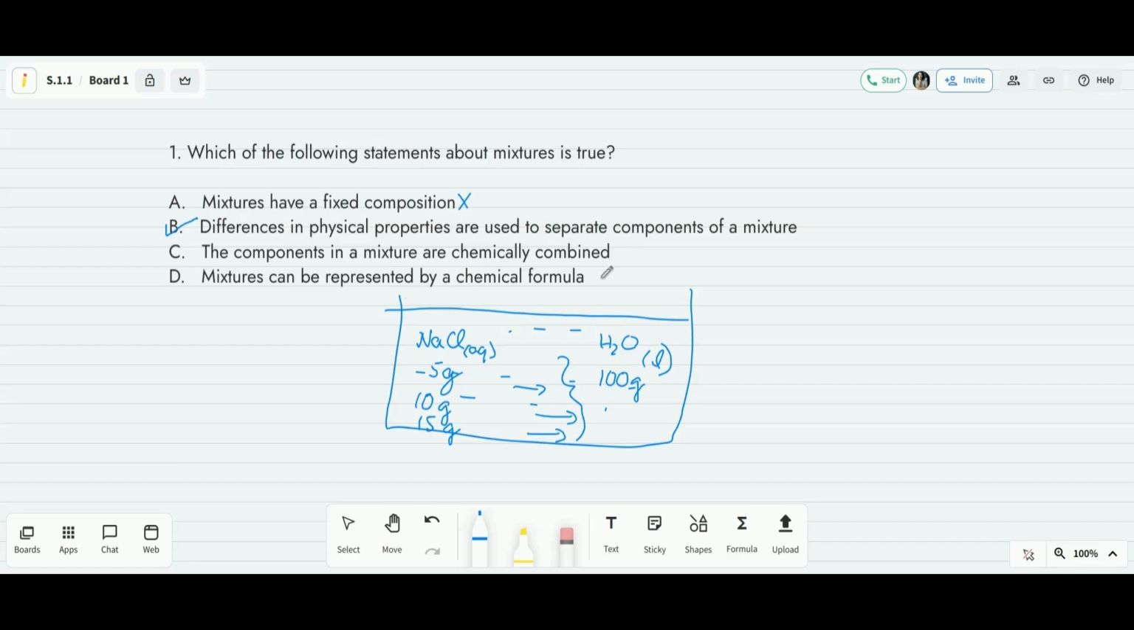Components of a mixture are chemically combined. They are not chemically combined. If they were, you would not be able to use physical methods to separate them. Mixtures can be represented by a chemical formula. No, you cannot represent a mixture by a chemical formula because they can be combined in any proportion. They don't have a fixed composition. So you cannot have one particular chemical formula to represent them.